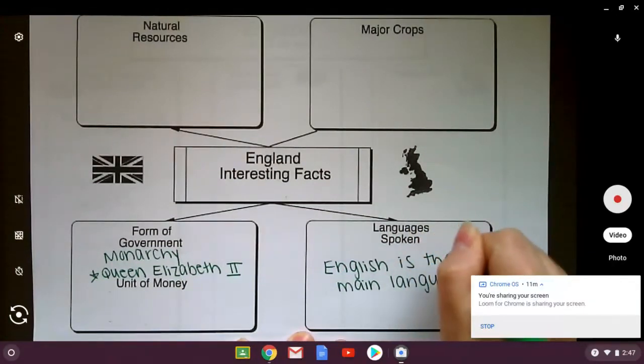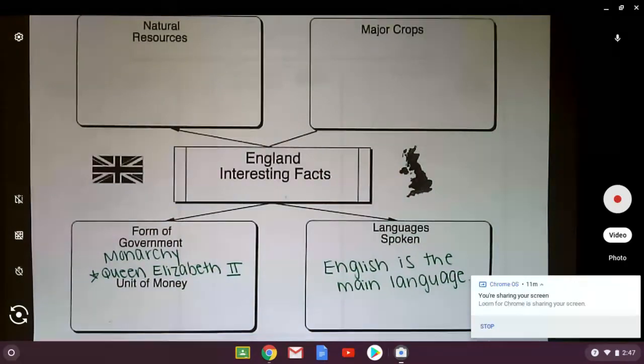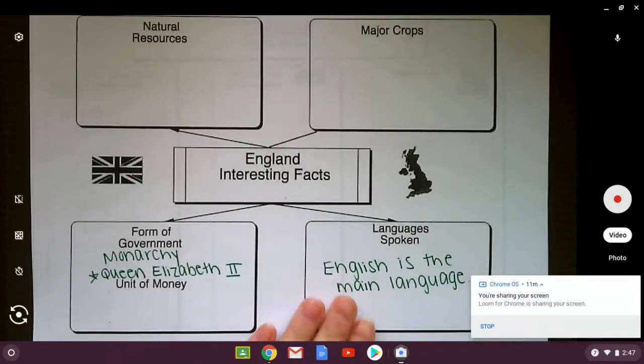language. Clearly, people in England speak a bunch of different languages. I mean, just in that picture, those students spoke over 30 different languages in that classroom. But English is the main language in England. Okay. All right. Let's pop back over. If you need to pause and catch up, go ahead and do that.